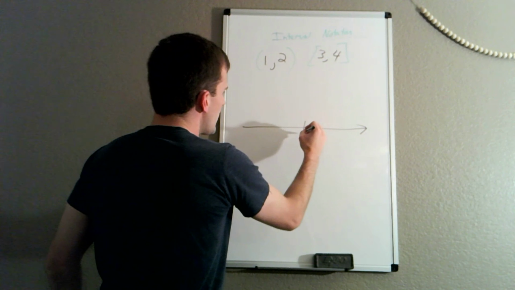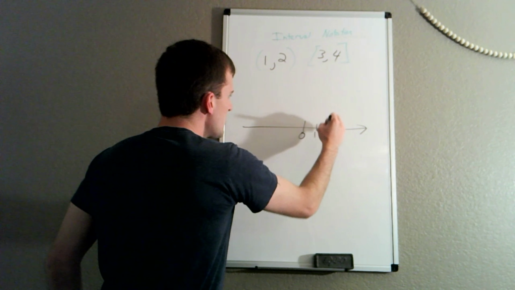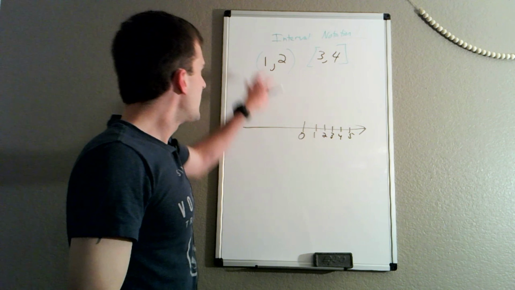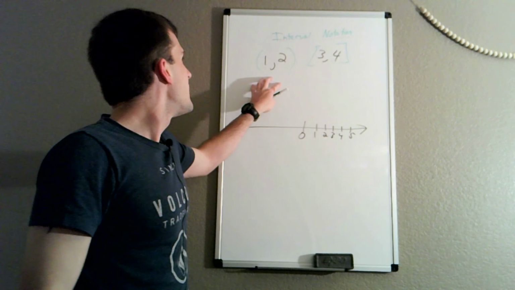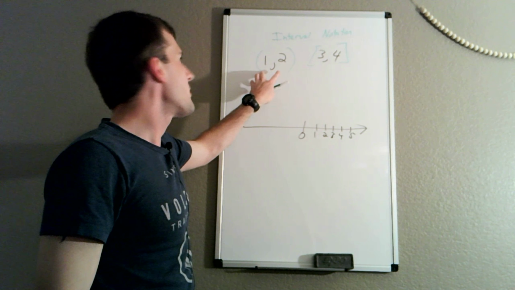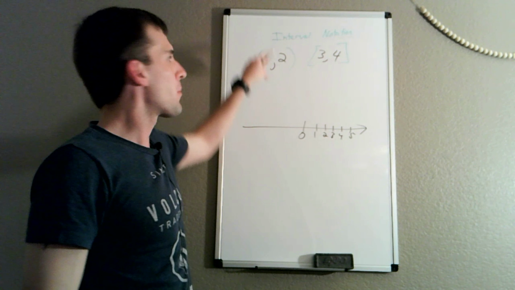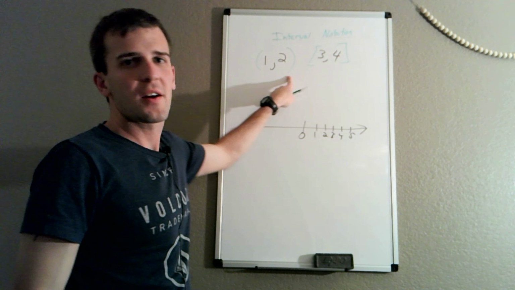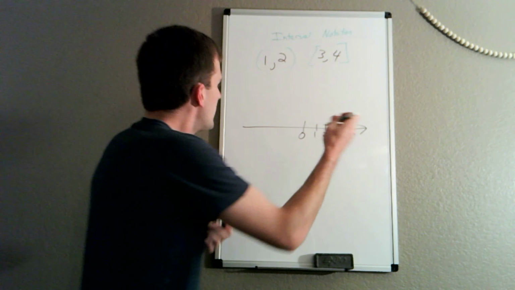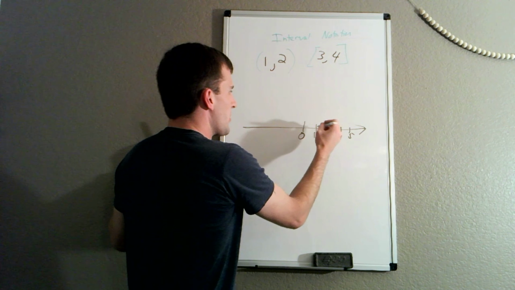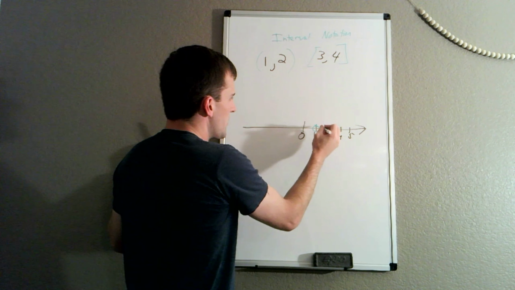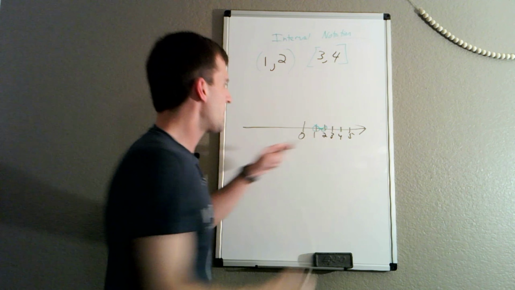So let's say we have a number line. I'm just going to put some values, 1, 2, 3, 4, 5. So this set here on the top left is representing all values between 1 and 2. But with the parentheses, we're saying that we're not going to include 1 and 2. So this is how it's written on a number line. We'll draw a circle around 1 and a circle around 2, and then put a line between them.